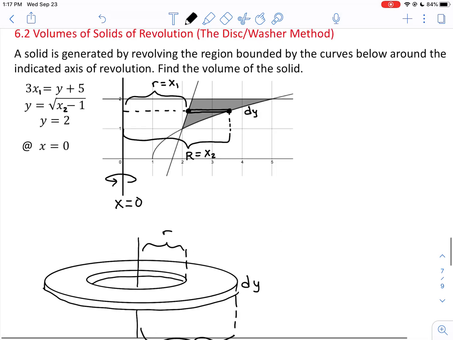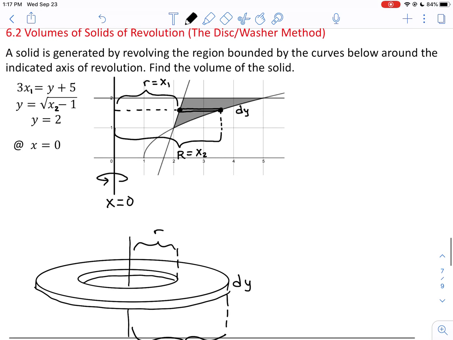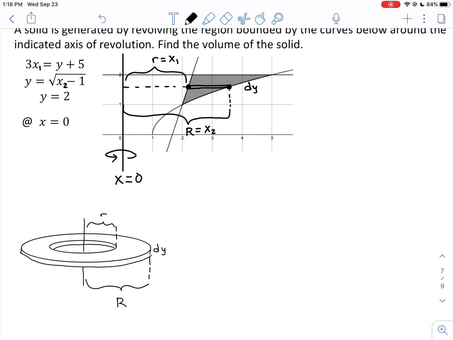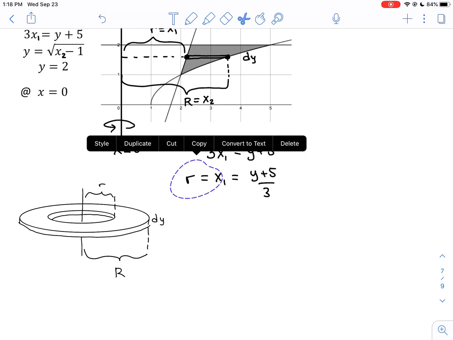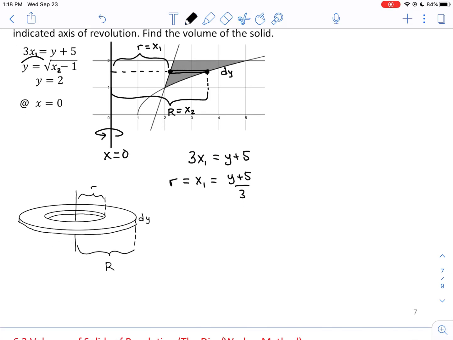Okay, so we do have to do a little bit of solving because our equations were presented without the x's being isolated. So x sub 1, let's go ahead and find that. Take 3x1 is equal to y plus 5 and solve it for x1. So we just got to divide by 3. So this tells me that little r is the same thing as x1, which is (y plus 5) over 3. Big R is x2. So let's take this equation right here and solve it for x2. Square both sides. We get y squared is equal to x sub 2 minus 1, and then add 1. So we get x sub 2 is equal to y squared plus 1. And that's our big R.